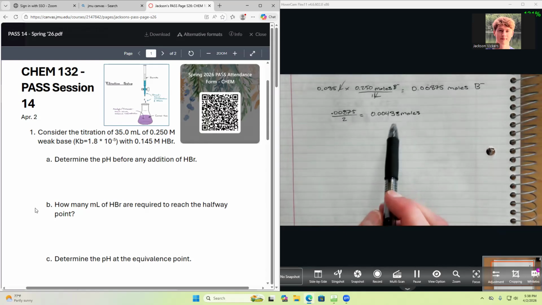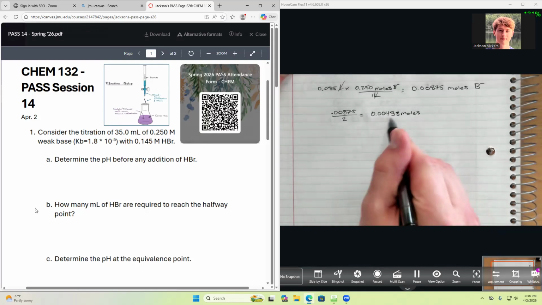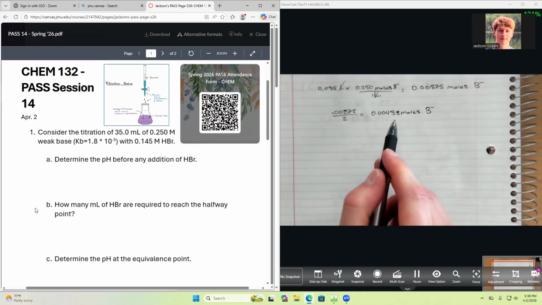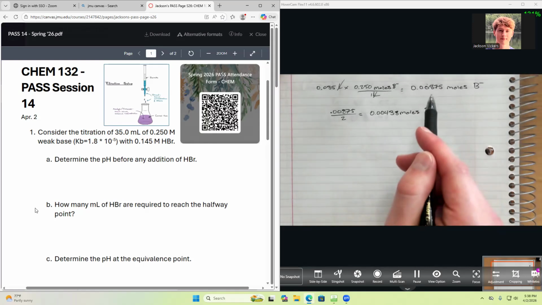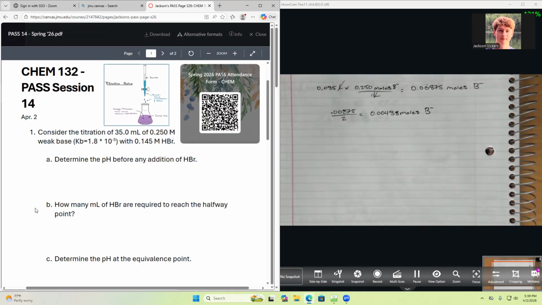Nothing bad about that. And if we think about this from a BCA standpoint, if we need to get to this many moles of our weak base, how many moles of bromic acid do we have to add? We know that every mole we add of bromic acid, we're subtracting away from this value. So if we added this same value in moles of our bromic acid, wouldn't that get us to the halfway point? Does that make sense?